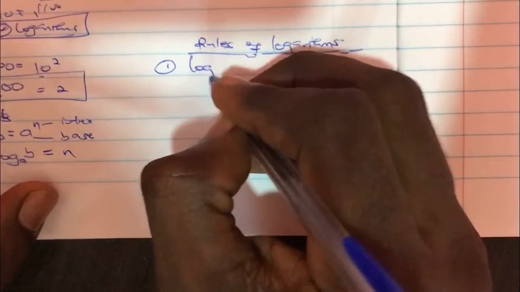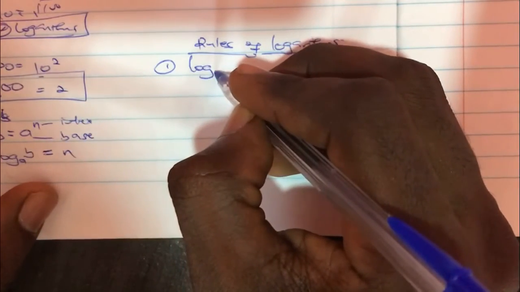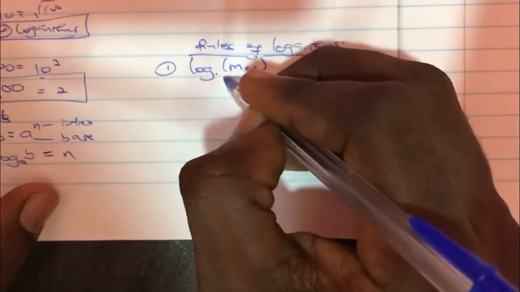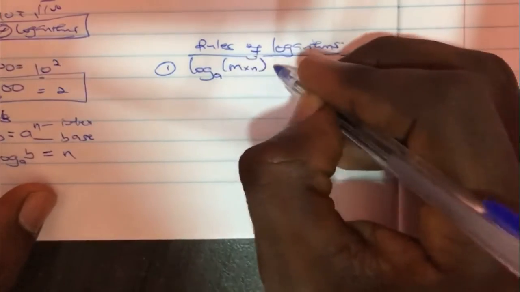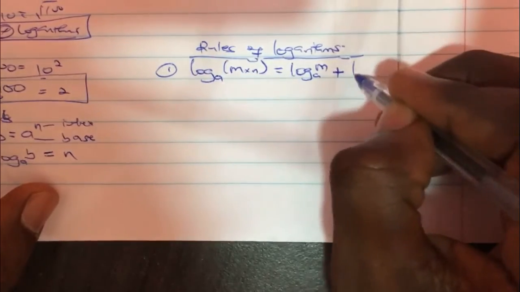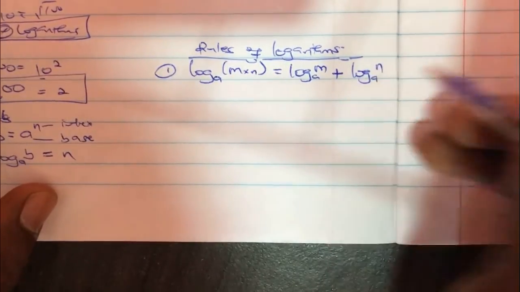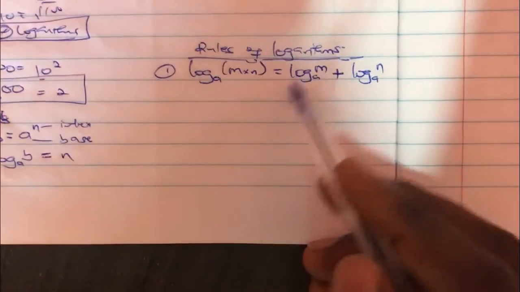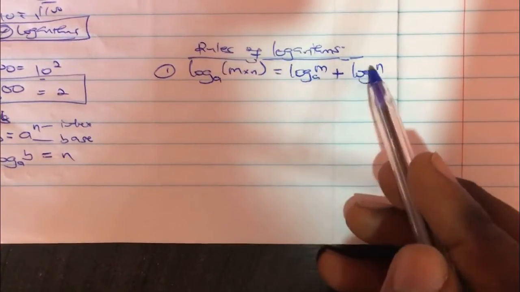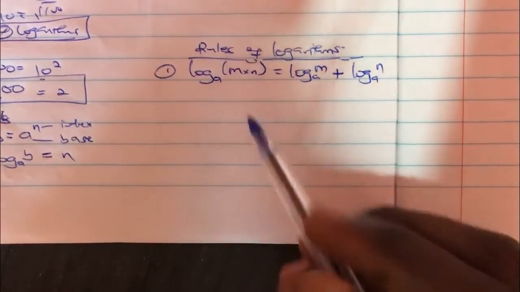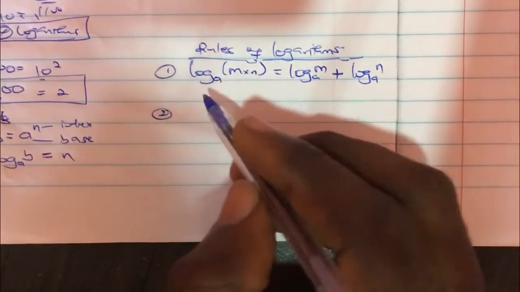So the first rule is the addition of logarithms. Let's say, for a multiplication, log of m times n to the base a is equal to log of m to the base a plus log of n to the base a. Remember, they must be of the same base. So when I add 2 logs of the same base, that's like multiplying these 2 numbers. That's what we have here.